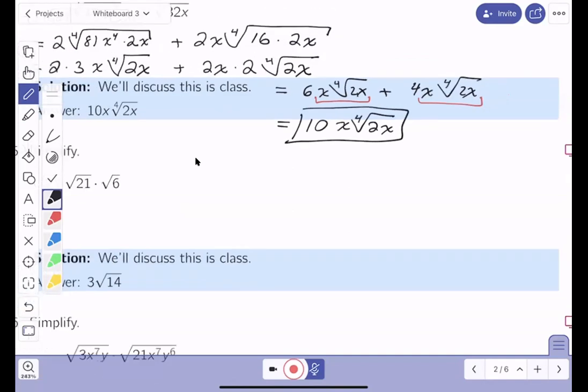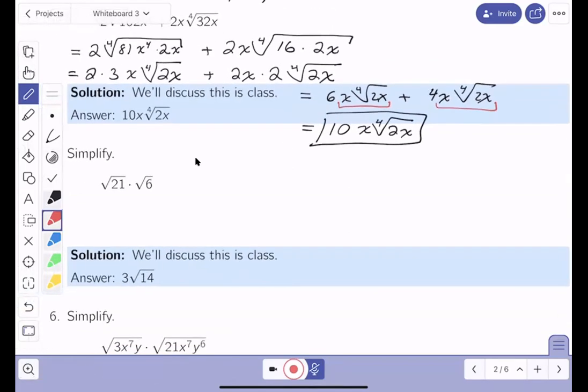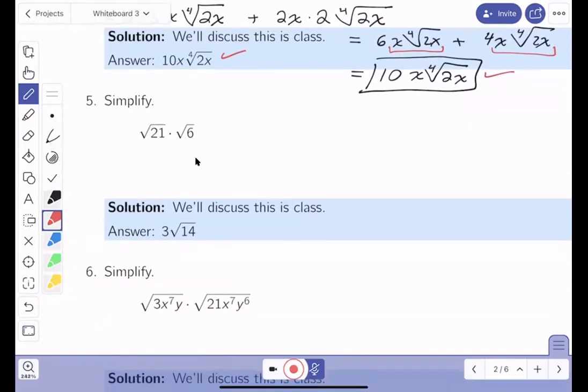Look at the key. I really mean that too. You should always look at the key. Look at the key after you've done the problem now. We're getting the same answer. All right, let's do number 5.